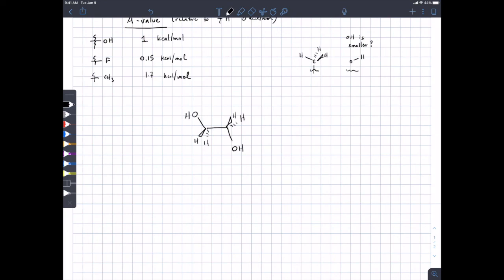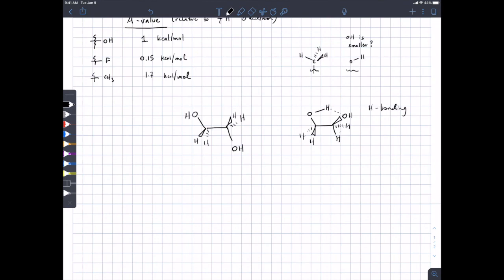And it turns out that there are some orbital arguments for the gauche conformation being better than the anti conformation. But the other potential argument is that if the two hydroxy groups are gauche to each other, maybe I won't draw that hydrogen in the back. If the two hydroxy groups are gauche to each other, one can sometimes hydrogen bond with the other.